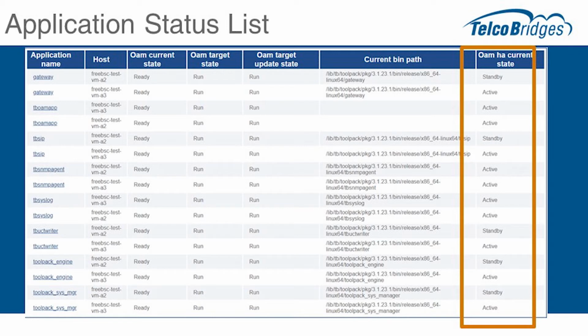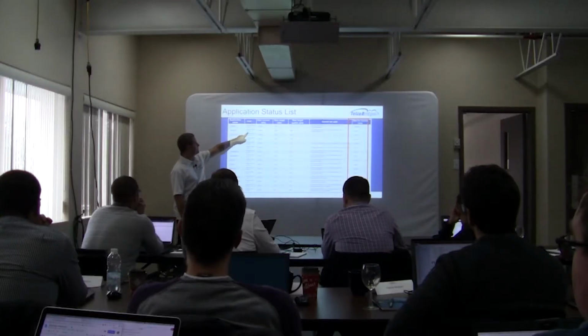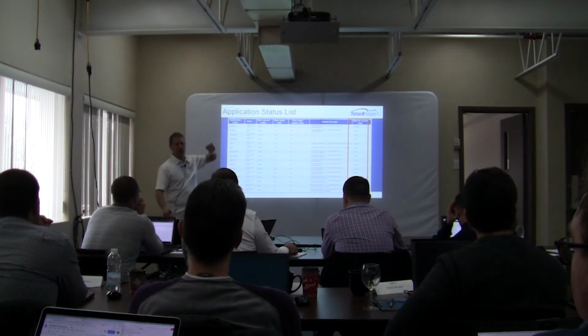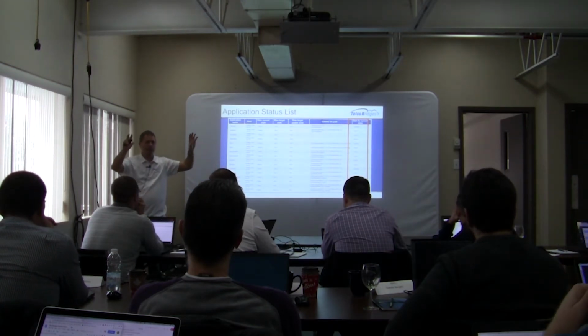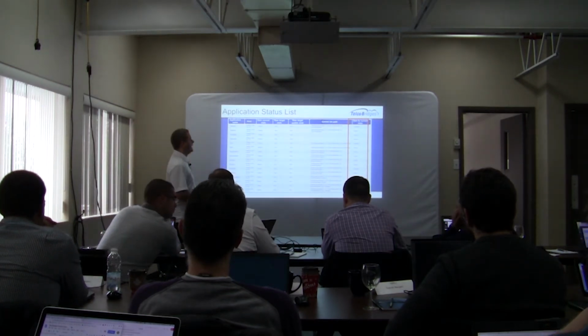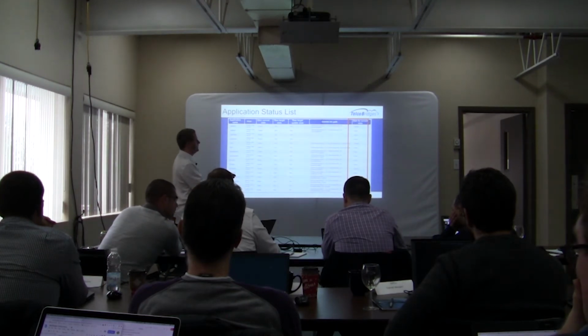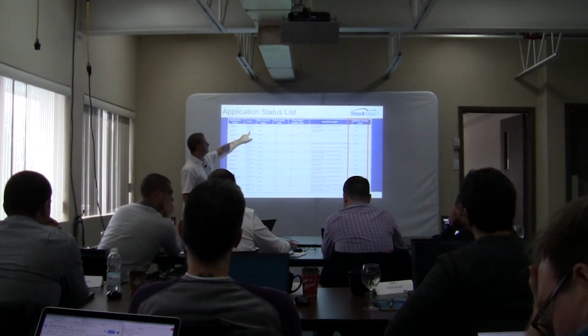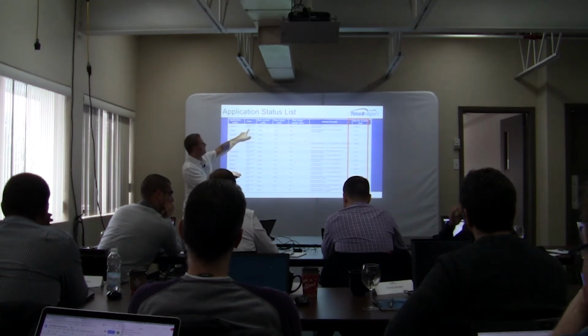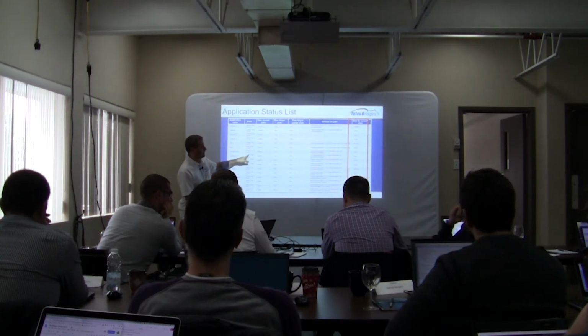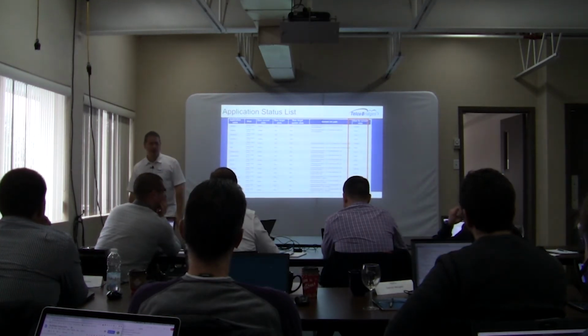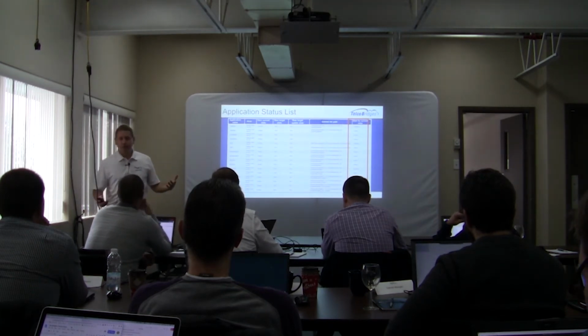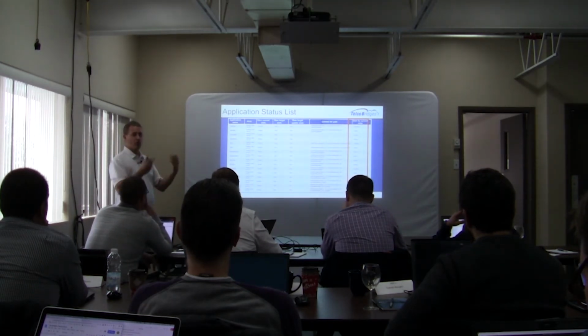But you see here the current state. So you see, for example, gateway is running on the host A2, and gateway is running on the host A3. So you have the same application running on both systems with the same configuration. And right now it is active on A3, and it's standby on A2. And you get all the information of all these applications. And it doesn't matter where it's running. It's just for you to know.